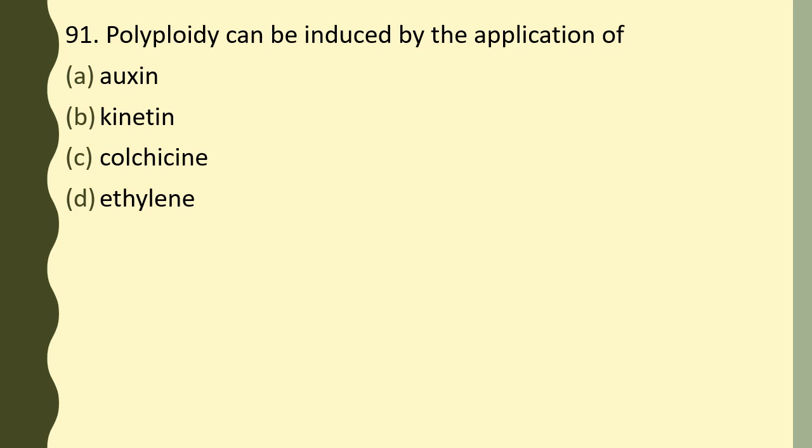Question number 91. Polyploidy can be induced by application of auxin, kinetin, colchicine, ethylene. Polyploidy can be induced by application of. Correct answer is option C, that is colchicine.